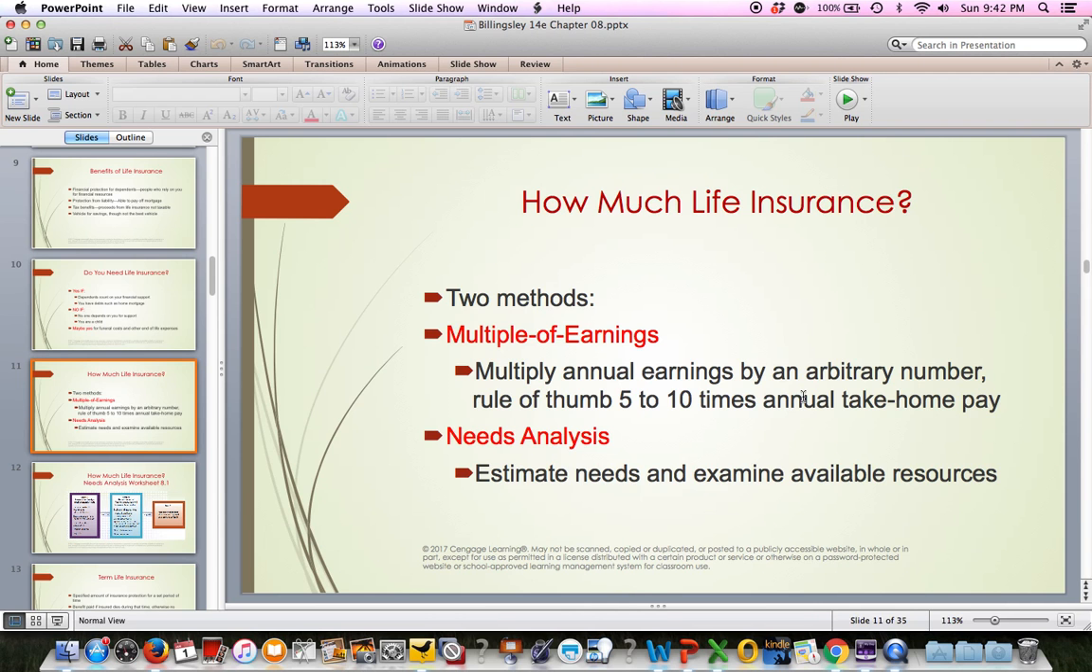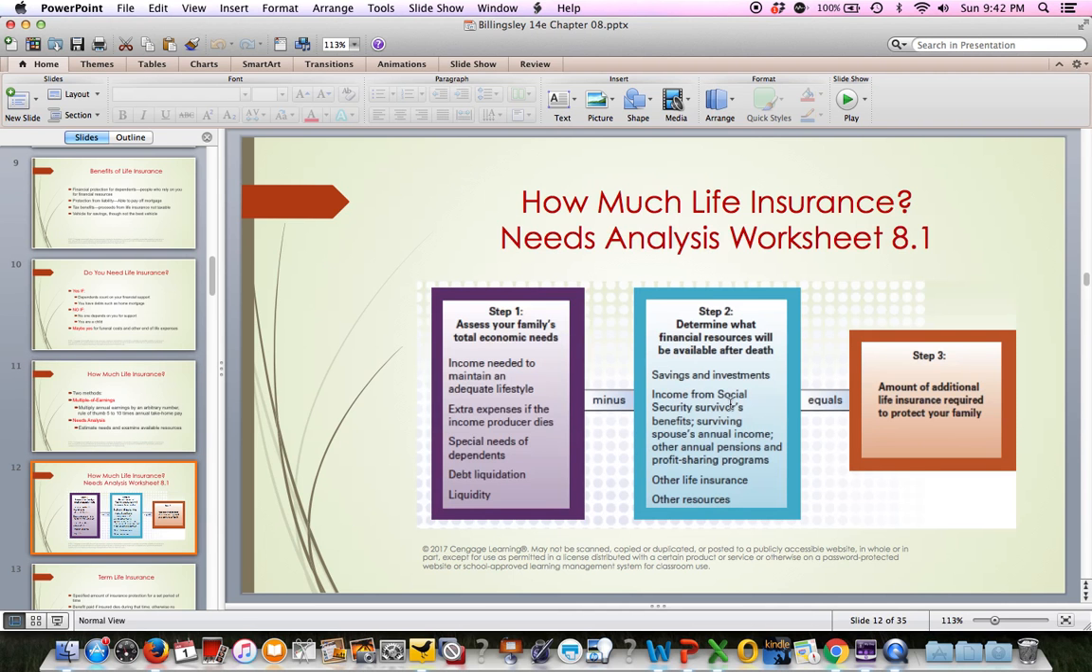How much do you need? Again, there are lots of ways to figure that out, and of course a good agent will help you figure that out too. One approach is to multiply your annual earnings by an arbitrary number. The rule of thumb is somewhere between 5 to 10 times your take-home pay. You can estimate needs and examine available resources. Again, you can use an agent, or do a Google search for life insurance amounts and needs, and you can definitely find some online resources to help you with that too.